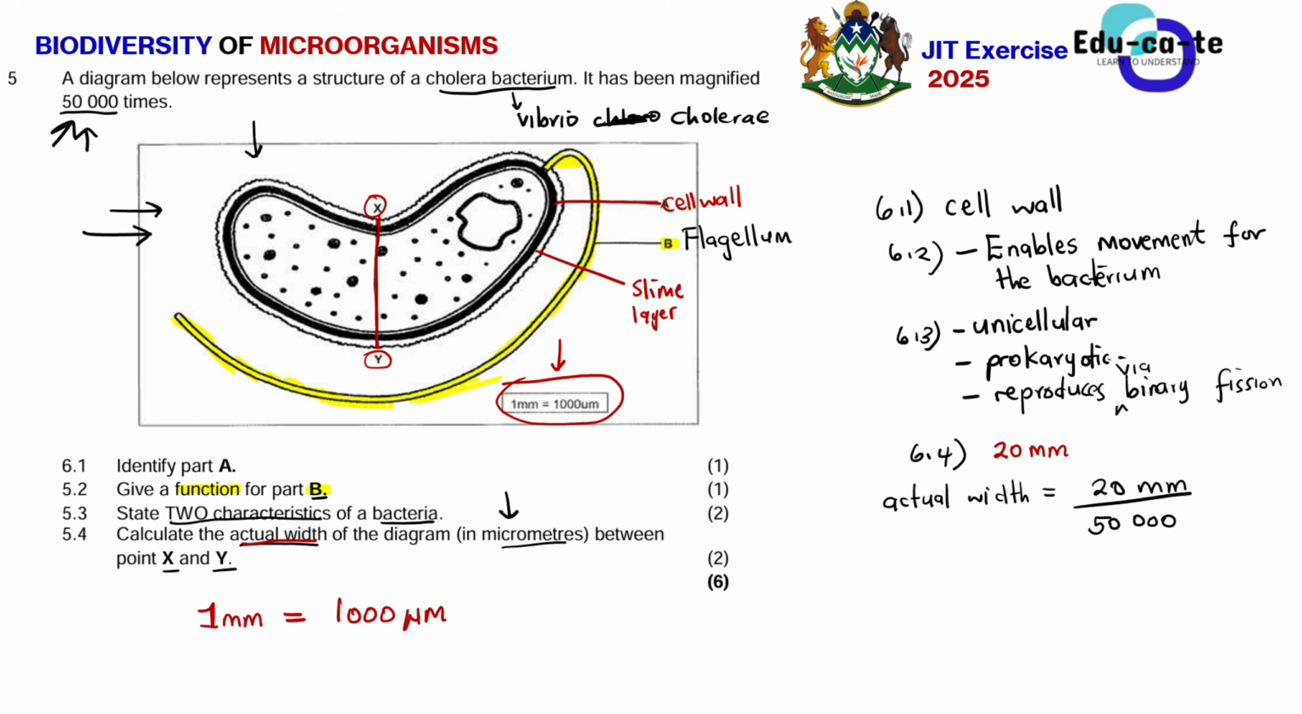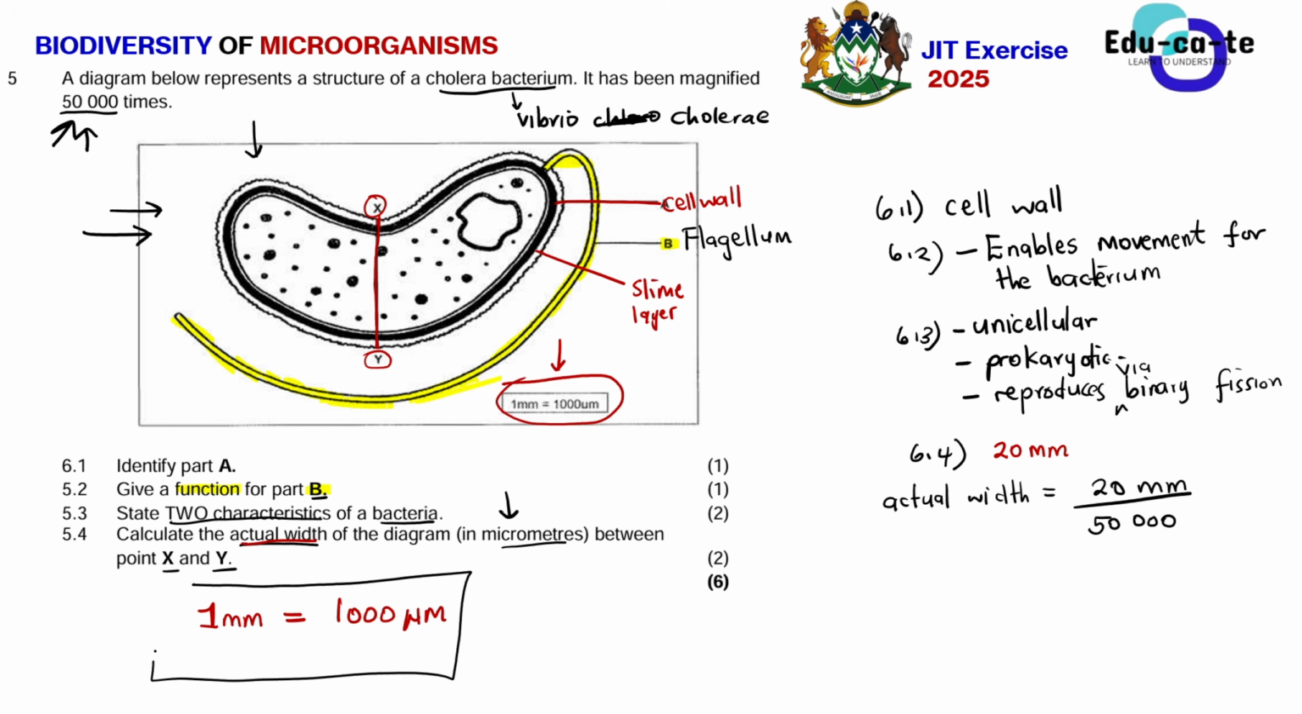Then when you find that, you're going to convert it to micrometers, because they want it in micrometers. Unfortunately, I don't have a calculator closer to me. You're just going to divide 20 by 50,000, then you get whatever you get. And when you get it, you convert it to micrometers. How do you convert to micrometers? Remember, from millimeters to micrometers, you have to multiply by 1000. And from micrometers to millimeters, you have to divide by 1000.